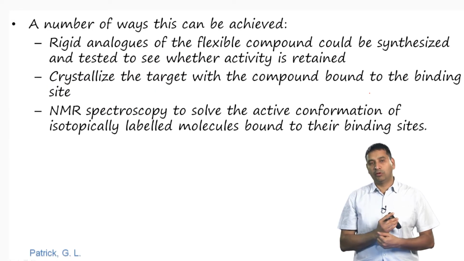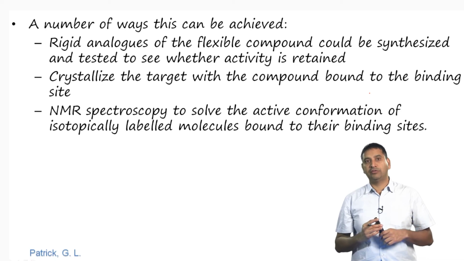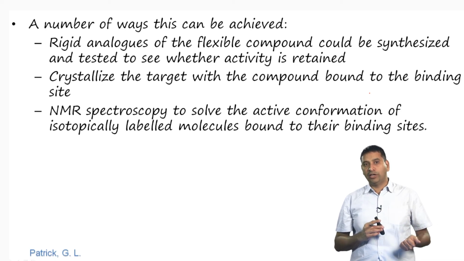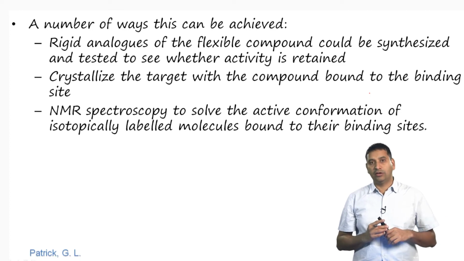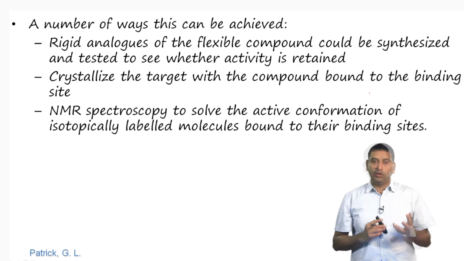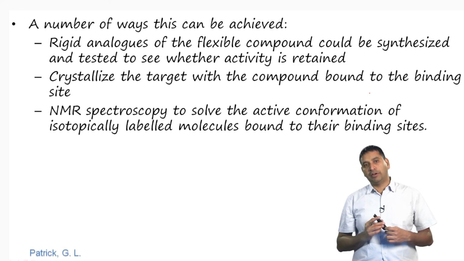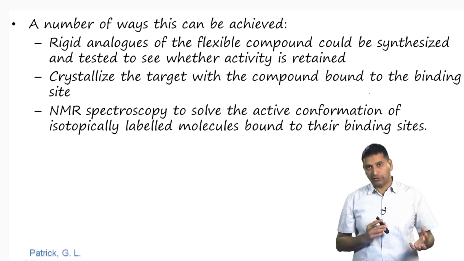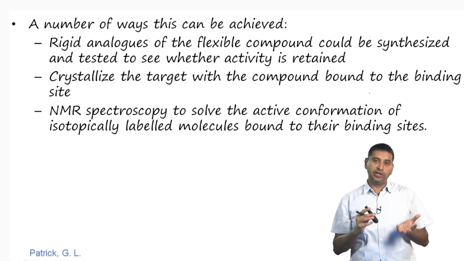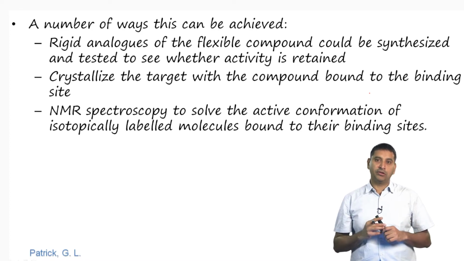So, one way to identify these pharmacophores is to make rigid analogues of the flexible molecule and then test whether they act in the same way. If we are lucky, we can also crystallize the target molecule with the compound and find out what the important interactions in the binding site are. Here we would need a combination of X-ray crystallography and computational tools.